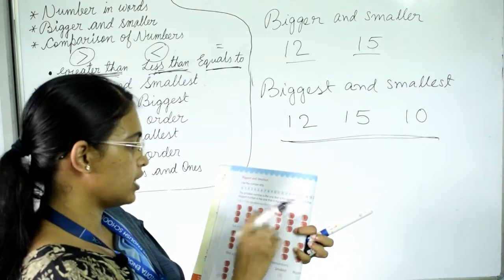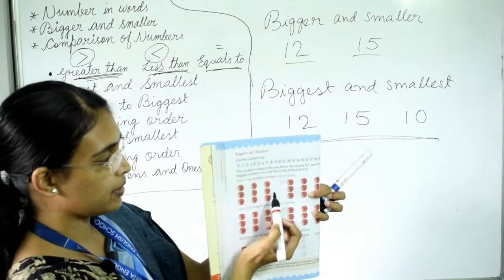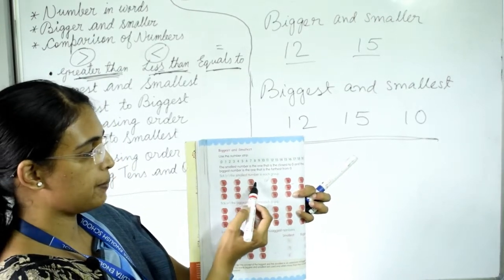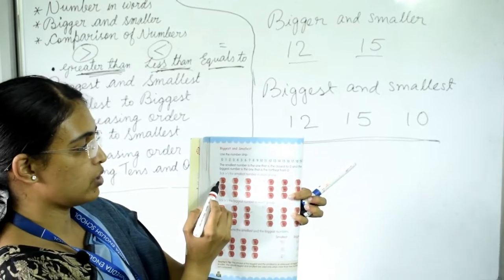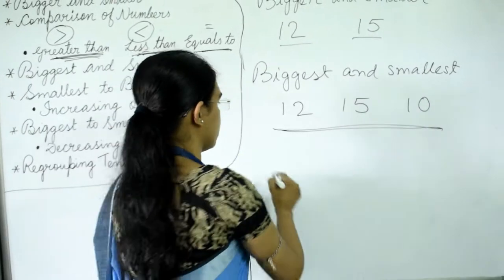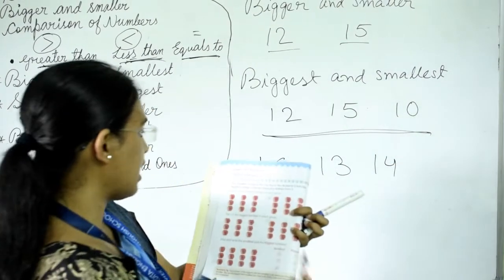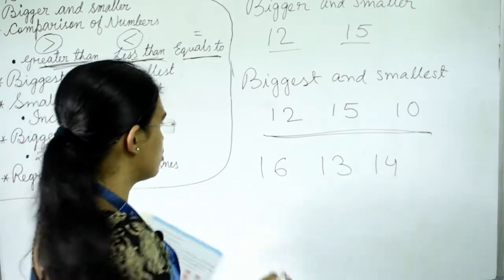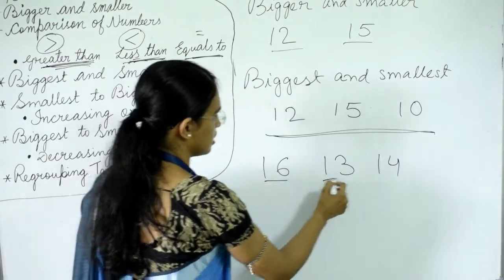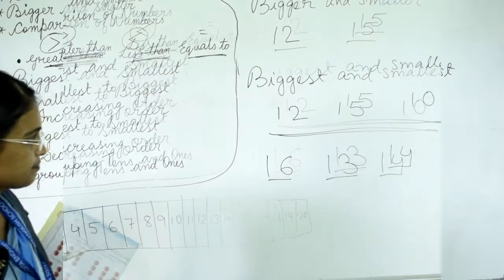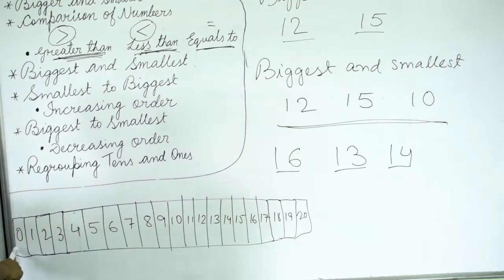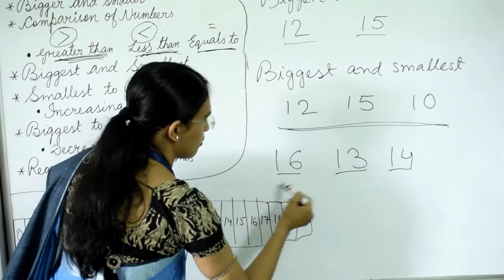Take the smallest number in each group. So can you see the apples? How many apples are there? 1, 2, 3. 3 apples, and each has a separate number. First one is 16, then 13, then 14. So what do we have to find out? We have to find out the smallest number. Among these 3 numbers, 16, 13 and 14, which one is the smallest number? I have written from 0 to 20. Smallest number means the one which is near to 0, right?